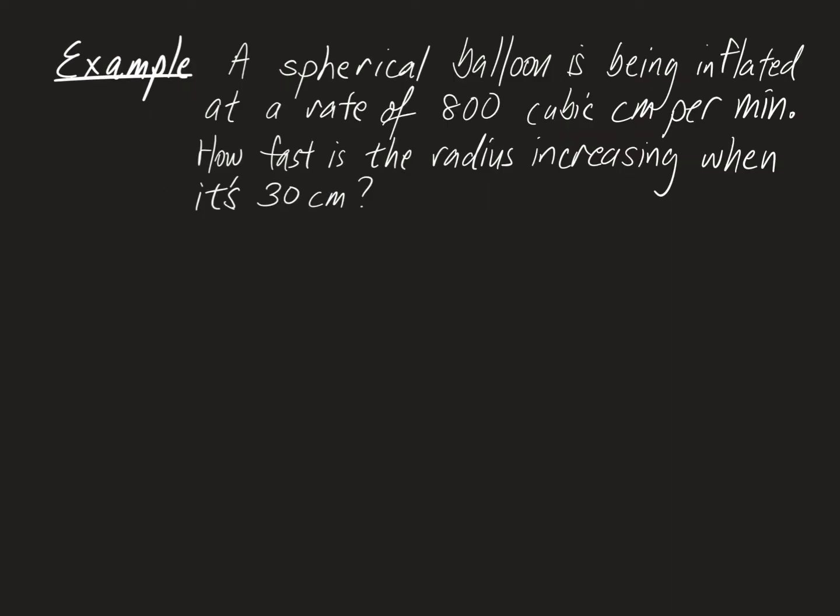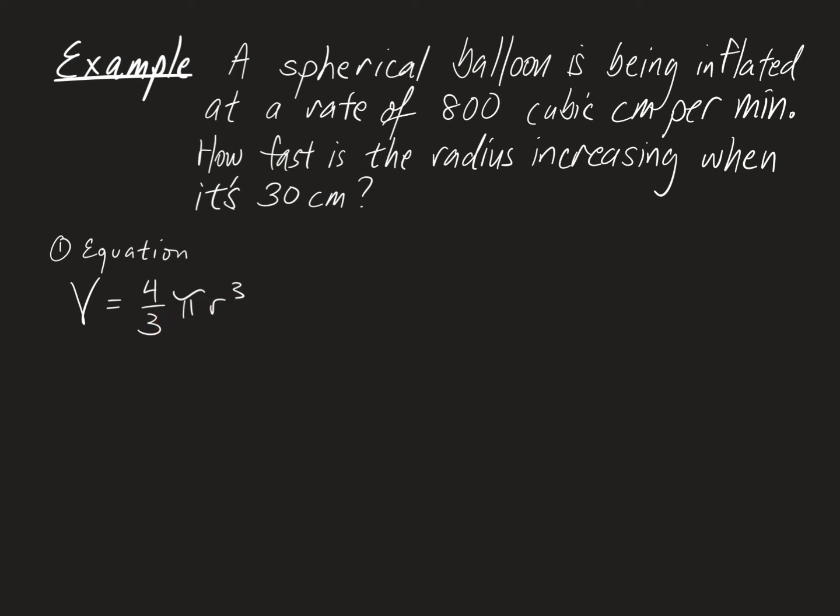A spherical balloon is being inflated at a rate of 800 cubic centimeters per minute. How fast is the radius increasing when the radius is 30 centimeters? All right, this one's going to be a little more involved as we don't have an equation to start with. So you can take a few seconds to Google the volume of a sphere, or you can just wait, and here it is. So we have the volume of a sphere equals 4/3 pi r cubed.